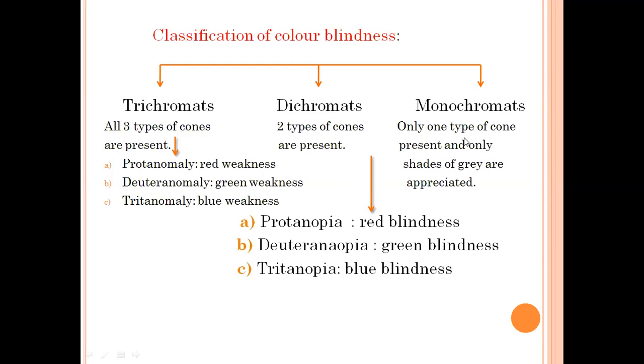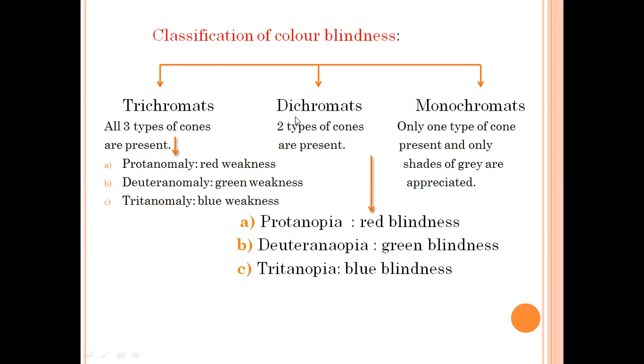In monochromats, only one type of cone is present while two types of cones are absent. So in that we have anomaly. As we know, anomaly means weakness. So in trichromats, we can have protanomaly, that is red weakness, deuteranomaly, that is green weakness, and tritanomaly, that is blue color weakness.